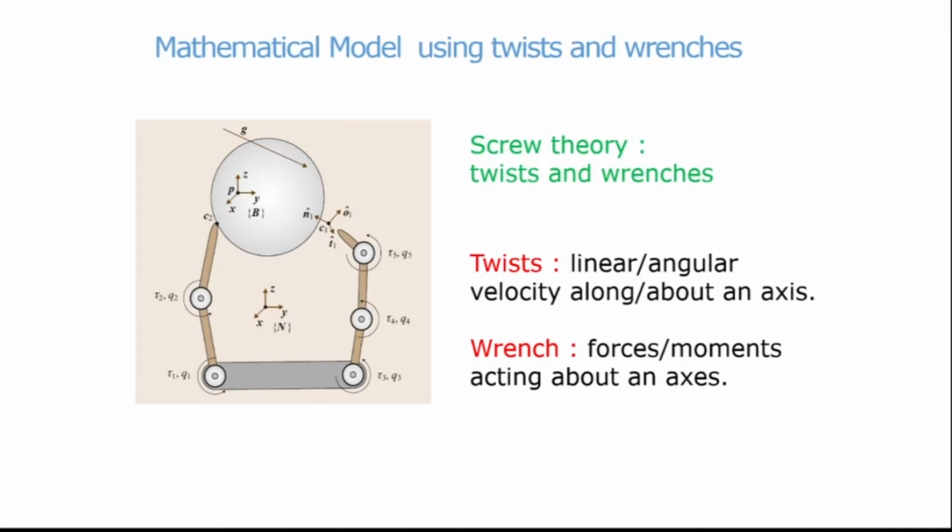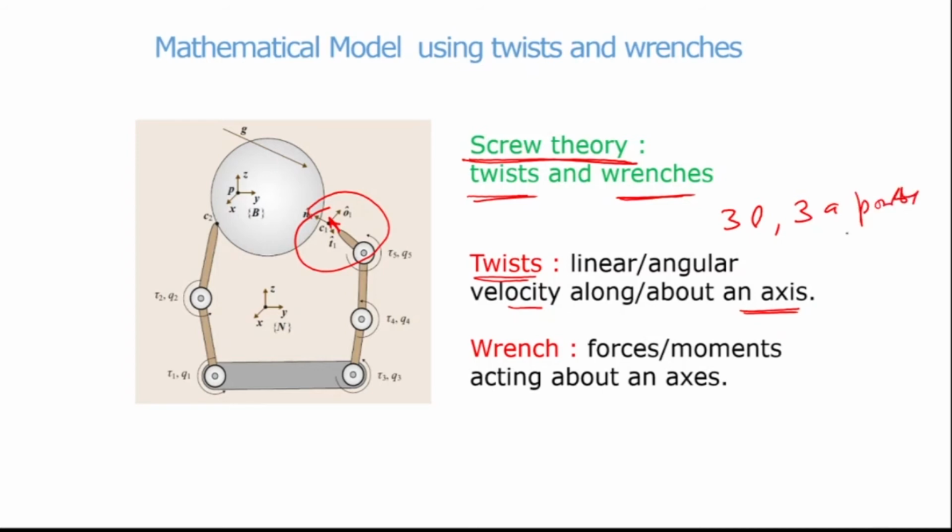In terms of screw theory, we are going to analyze this, and here we deal with twists and wrenches. Twists are basically the linear and angular velocity along an axis. For example, in this case, this finger is not making contact, so it can move. It can have linear velocities or angular velocities about an axis simply because there is no contact with the object, so it's not constrained. So there are 3 linear and 3 angular velocities possible when there is no contact. These are called twists.